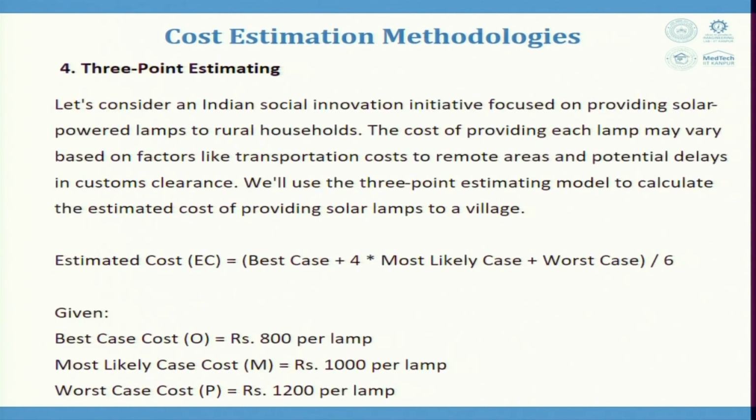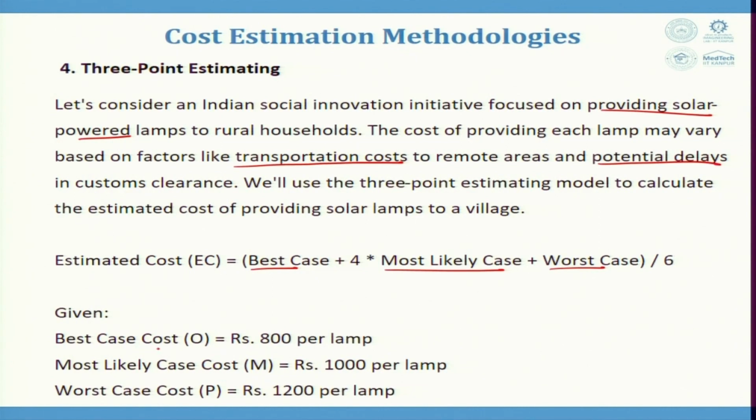Now, let us take this example. Let us consider an Indian social innovation initiative focused on providing solar powered lamps to rural households. The cost of providing each lamp may vary based upon factors like transportation costs to remote areas, potential delays in customs clearance. We will use 3-point estimating model to calculate the estimated cost of providing solar lamps to a village. The estimated cost here is, as it is mentioned in the previous slide, best case plus 4 into the most likely case plus worst case divided by 6.